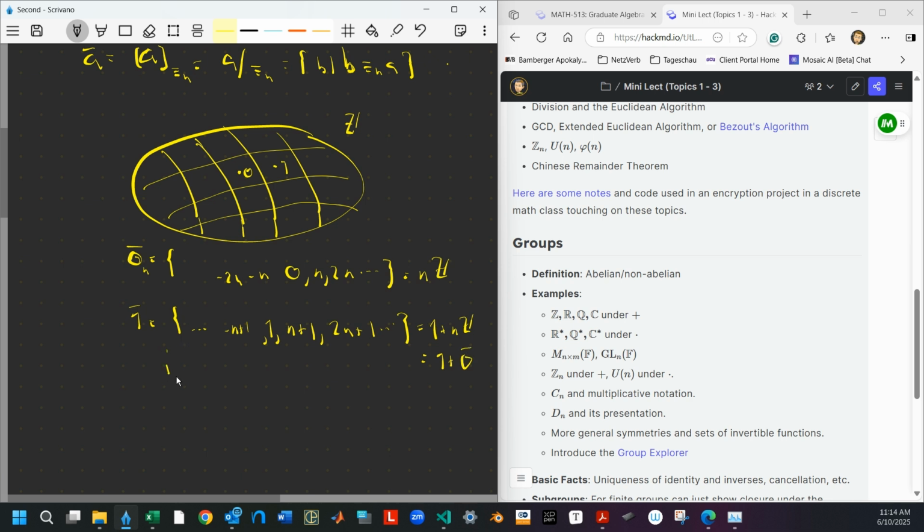And then you can just keep going, and you end up with exactly n classes, because these are the remainders. Those are the only remainders, and then n minus 1 bar. This would be the class containing n minus 1. It's going to be 0 plus n minus 1, 2n minus 1, and on the other side, minus n plus n minus 1, so minus 1, going back that way. Again, this is n minus 1, the number, plus nZ, or if you like, n minus 1 plus 0 bar.